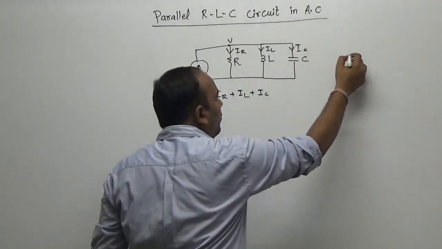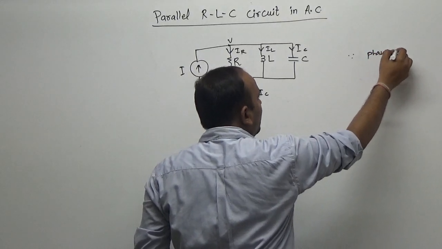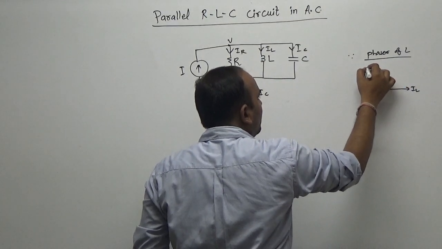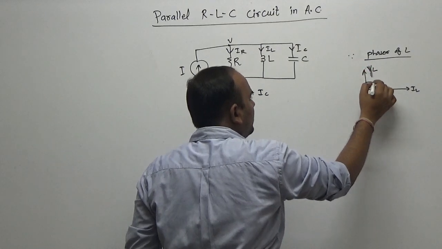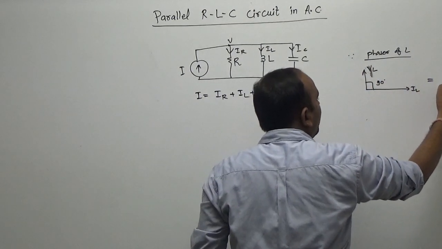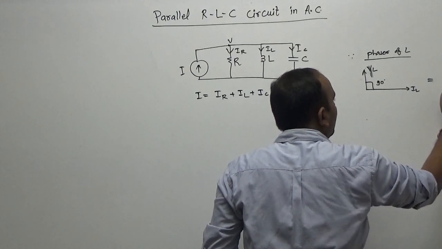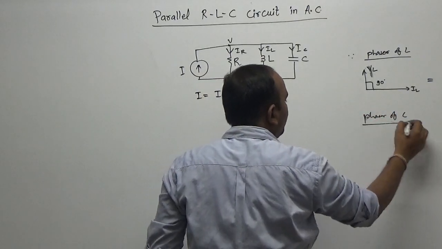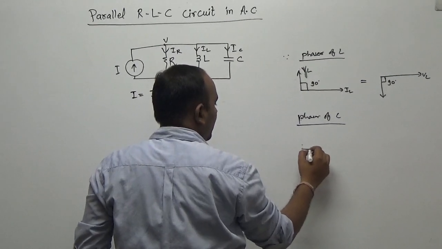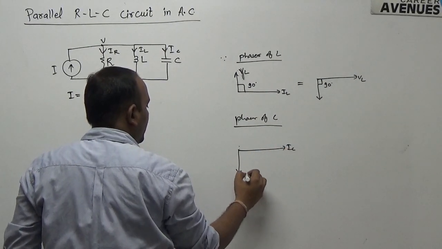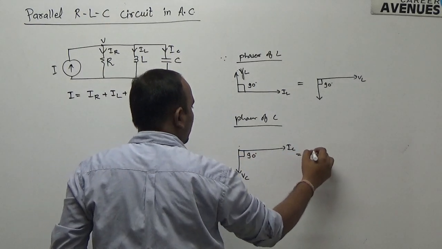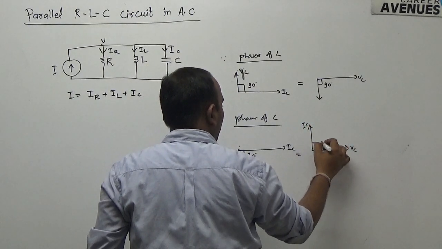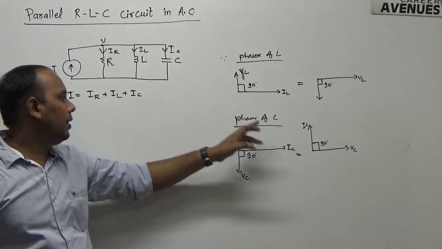Since we know that the phasor of L is like that, this is IL and this is the VL. So VL is 90 degrees more than the IL, or we can say that VL leads IL. And the phasor of C, here, IC, VC is 90 degrees. So in this case voltage will lead and in this case current will lead.